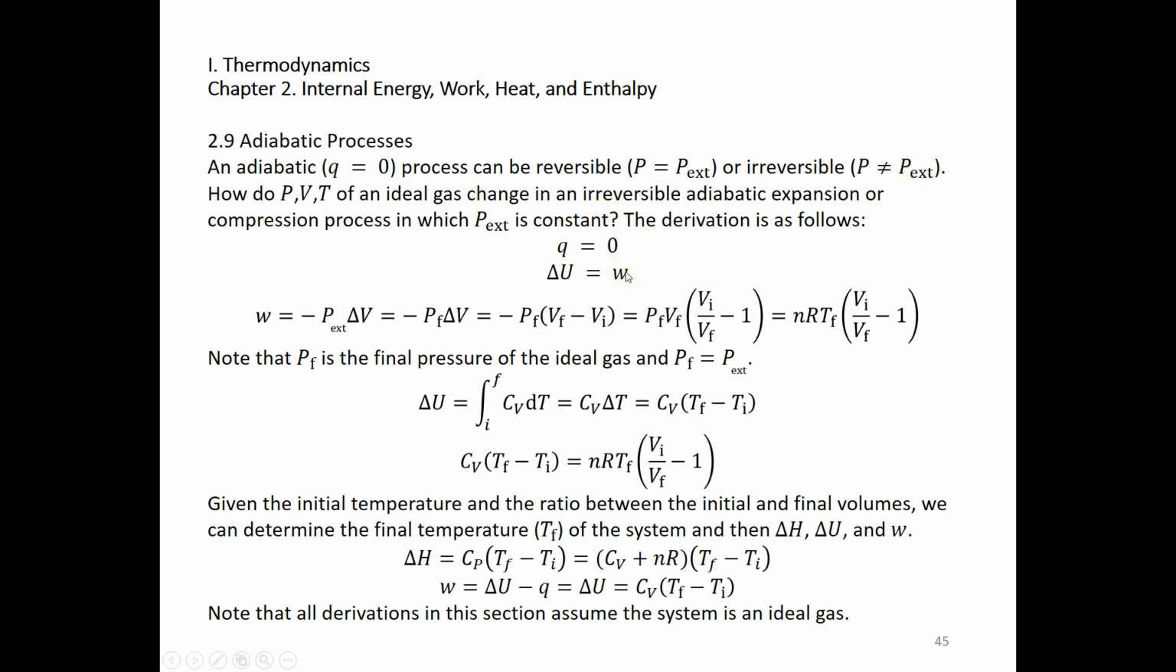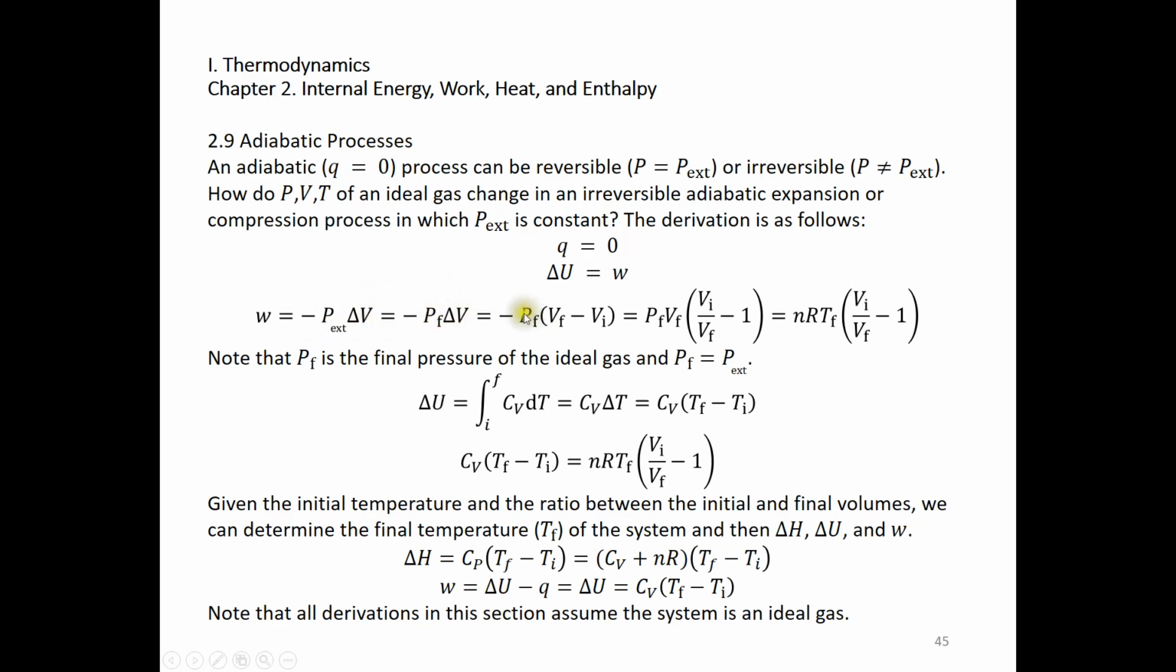Again, we'll just derive first. Q is 0 because it's adiabatic. Delta U is Q plus W, and because Q is 0, delta U is just equal to W. W is negative P external dV. And over here, we need to have this equation. Why is that? Because usually the system expands until its pressure is equal to the external pressure. So we can assume P final is P external. This is when the expansion or compression stops. So negative P external delta V is negative P final delta V.